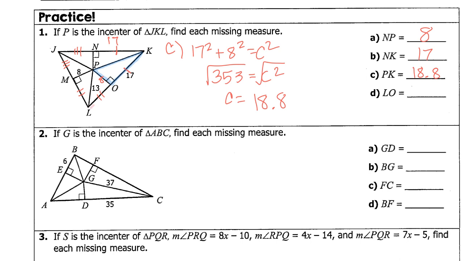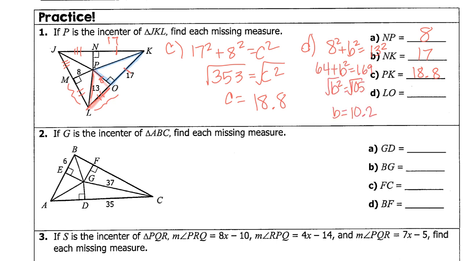And the last thing I need to find is the length of LO. So LO is that right there. It looks like we're going to have to use Pythagorean theorem, because LO is congruent to ML, but it doesn't give us the length of ML. So we're forced to use Pythagorean theorem. When we set this up, we're going to say 8 squared, because that's one of my legs. I'm trying to find the other leg, so that's my B squared. My hypotenuse is my 13. So I get 10.2 for the length of LO.